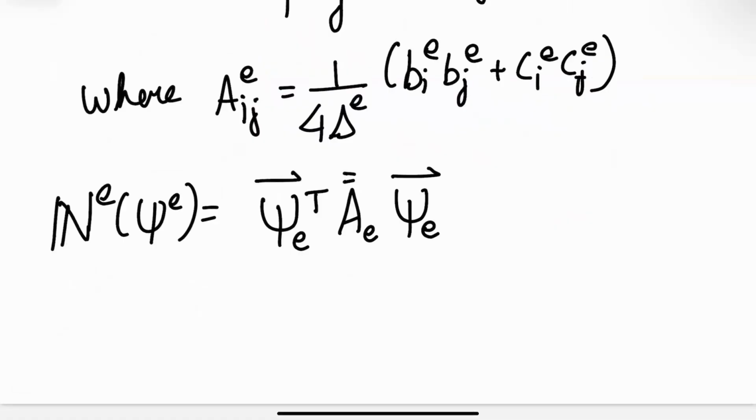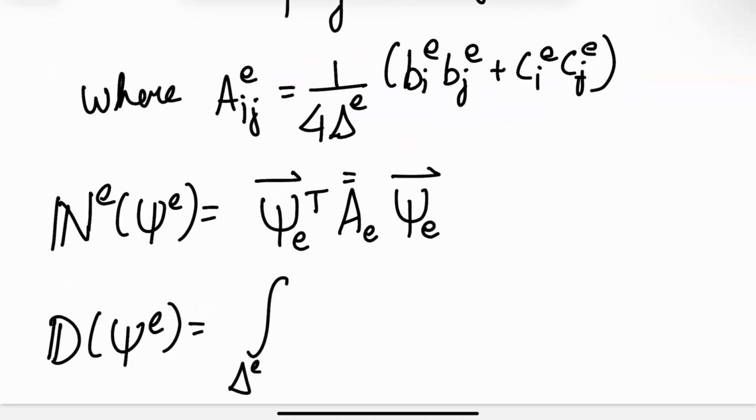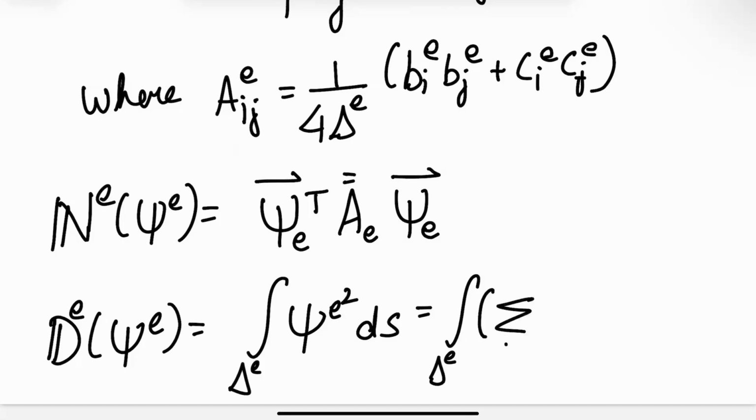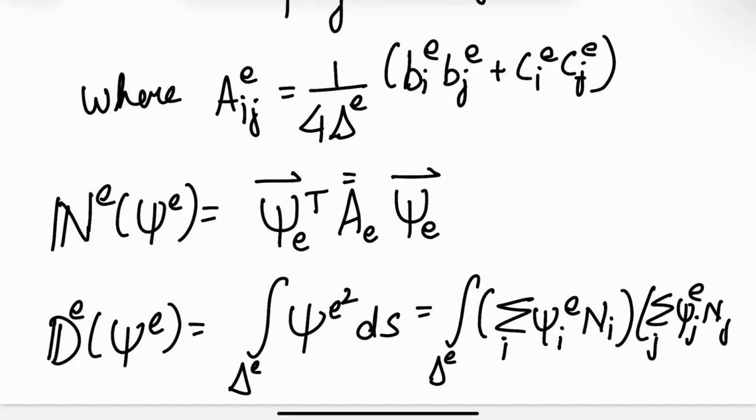Okay, so we have a numerator term. Next, we need to do the denominator, which I'll call DE of psi E, which is the integral over a single triangle. Now again, this is for a single element, ds. So I've already pulled out the summation over all the elements, and I'm just considering a single element, similar to how we did it for the numerator. And this is triangle E, summation over i, psi IE and Ni, times summation over j, psi JE and Nj, ds.